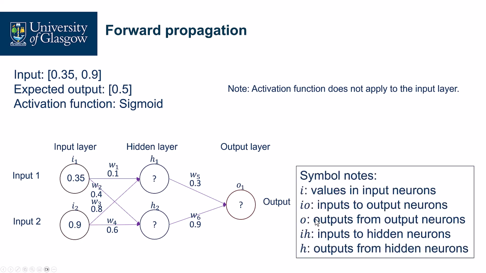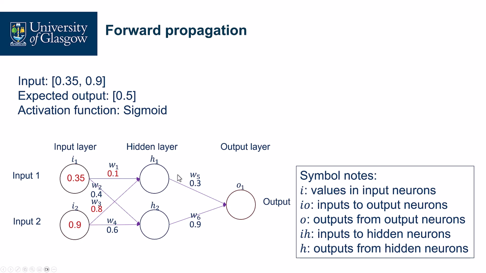So now we will show you the whole process of getting from I1, I2 to this O1, right? In this process, we use the following symbols. I means values in the input neurons. IO means inputs to the output neurons. IO is here, and O means outputs from the output neurons. So this is the output from here. IH means input to hidden neurons, so for example, this is the input to the hidden neuron, and H is the output from the hidden neurons, right? You don't need to remember these symbols because they will appear in each slide. So now let's see how we can calculate that.